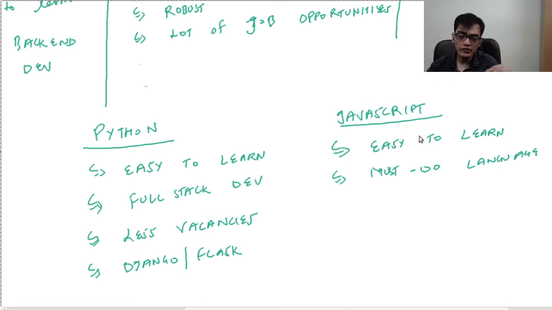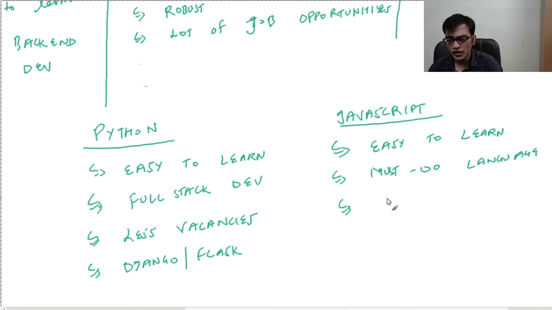And web development offers you the best chance to get into IT. Web development is your best chance. So if you want to get into IT, learn web development, and for web development, JavaScript is a must-do language. Anyways, you will have to learn it. Even if you learn Python or Java, you will have to learn at least the basics of JavaScript. So in that way, it is a must-do language.